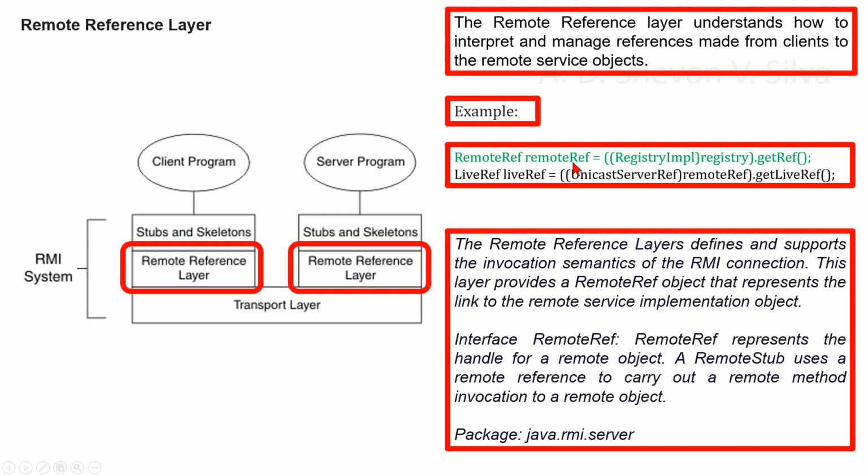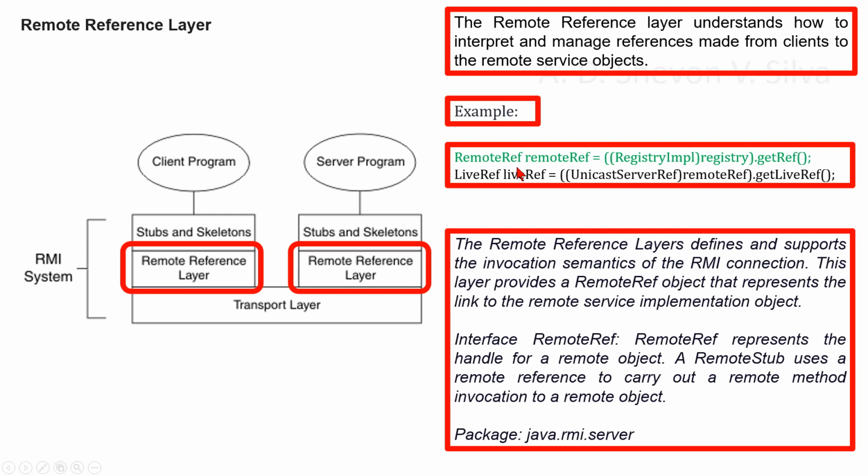The interface RemoteRef represents the handle for a remote object. A remote stub uses a remote reference to carry out the remote method invocations to a remote object. And RemoteRef is in the java.rmi.server package.